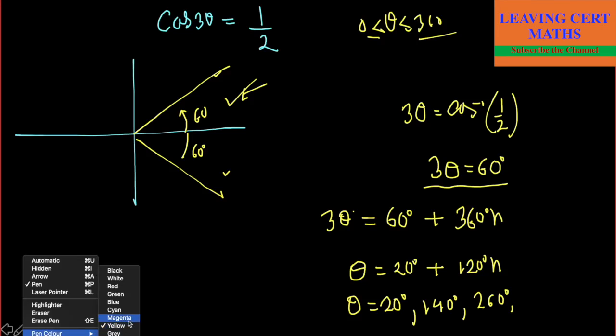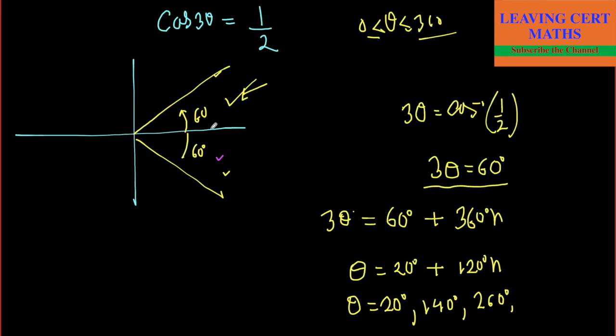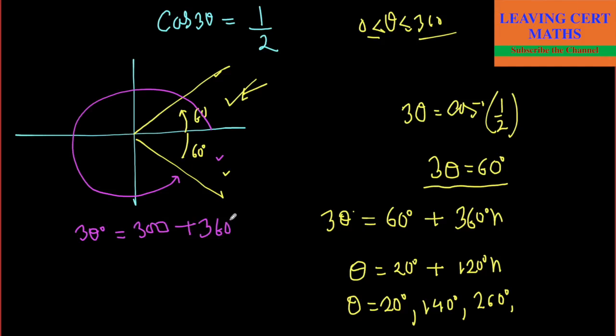What about the next part? What about this one? What is the positive angle? This angle? Can you tell me? 300. So can I write 3 theta is equal to 300 plus 360 n degree. Everywhere it is degree. Because after 360 it will come back to the same side, same quadrant.